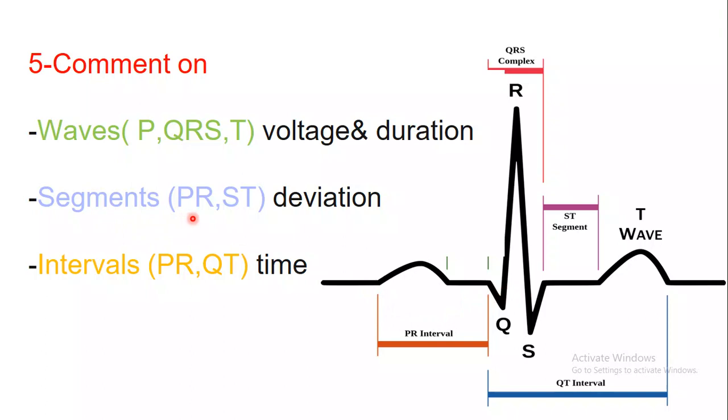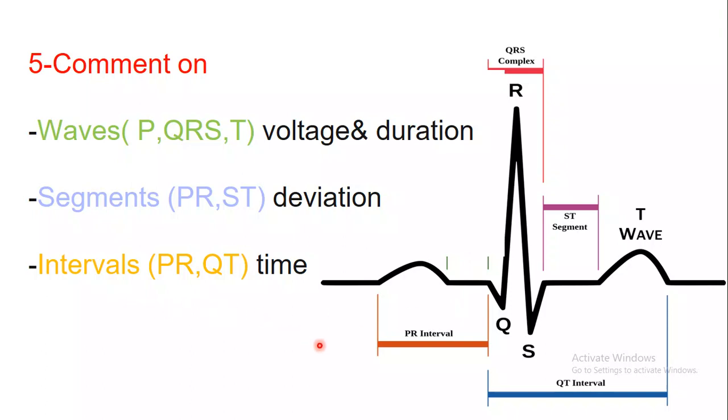Then we have segments. Segments mean isoelectric lines. We have the PR segment between the end of the P wave and the start of the QRS complex, and we have the ST segment between the end of the QRS complex and the beginning of the T wave. When we are commenting on waves, we are commenting on the voltage and the duration of each wave. And when we are commenting on a segment, we are commenting on deviation of the segment from baseline, either elevation or depression.